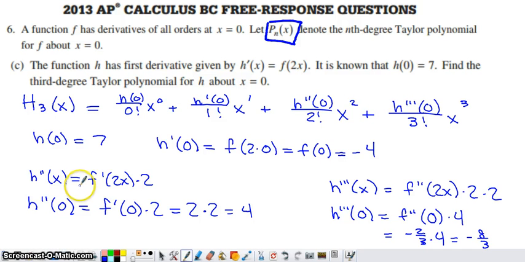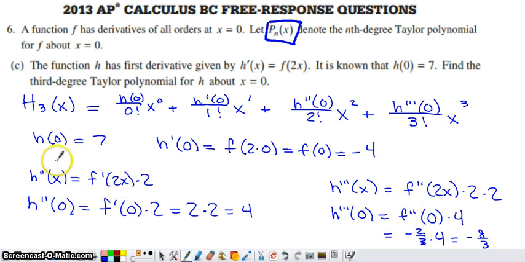So the second derivative of h would be found by taking the derivative of this equation. And when we do the derivative of f of 2x, we have an outer function f, inner function 2x. So a chain rule, derivative of the outer function gives us an f prime, inner function stays inside of that, and then times the derivative of the inner function. You want to evaluate this at 0. So when you evaluate this derivative at 0, you get f prime of 0 times 2. Well, from part A, we proved that f prime of 0 was 2. 2 times 2 gives us 4, so that's what we're going to put in place of h double prime of 0.